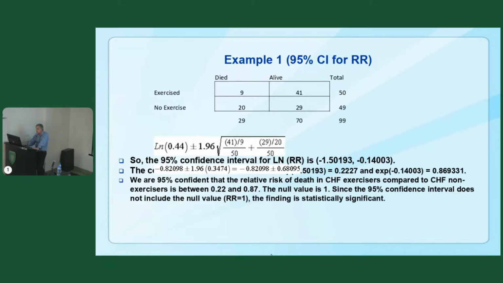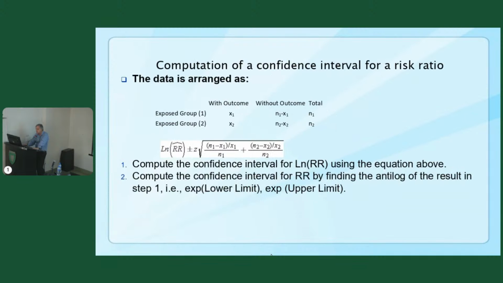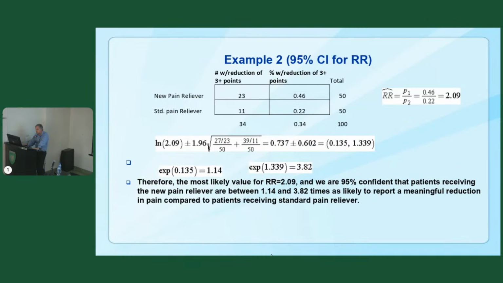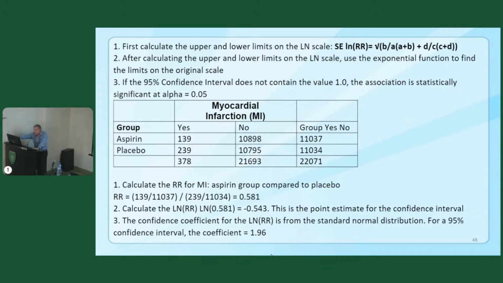Remember that formula I gave to you here? N1 minus X1, X1, I did it in a different notation, B over A plus B. It's the same thing, okay? Another example, so I gave you 2 examples here.